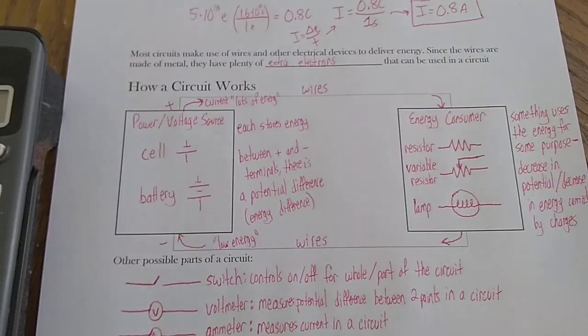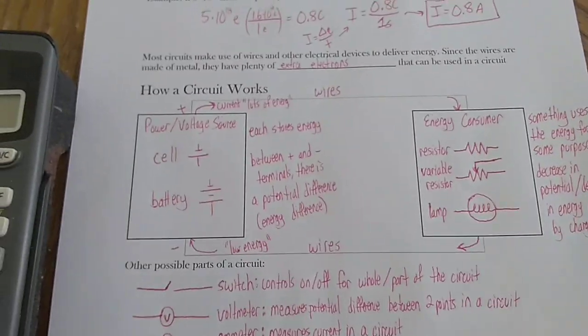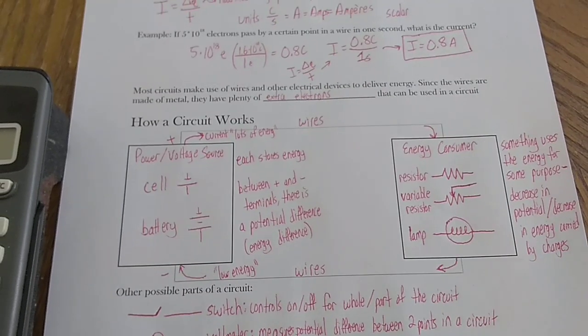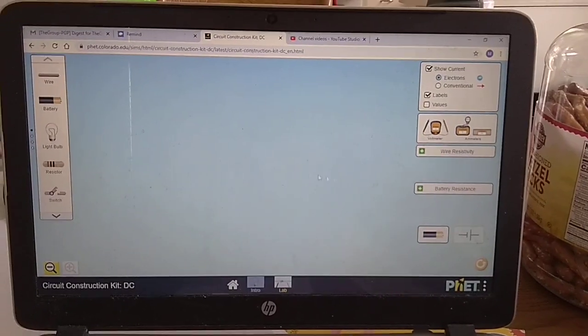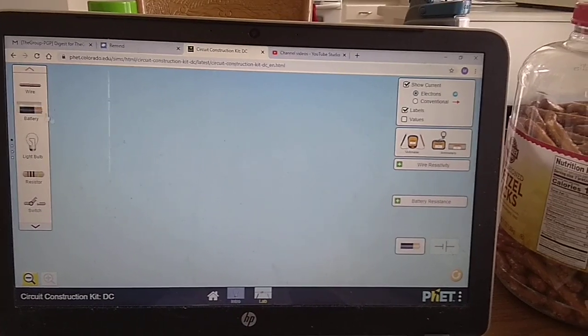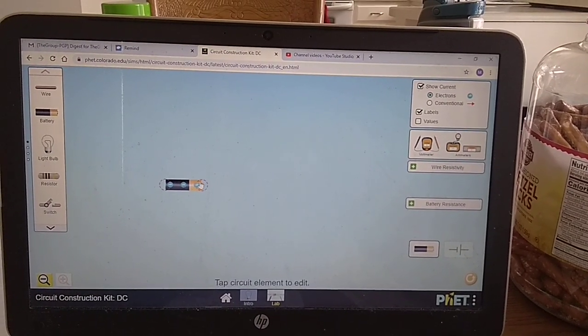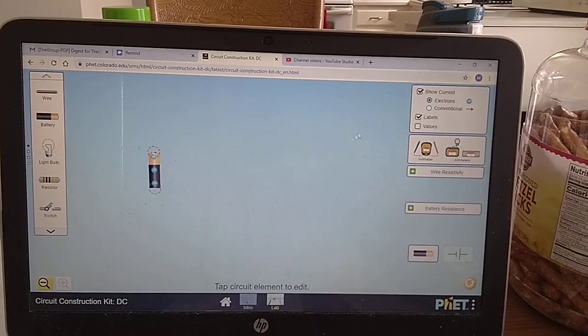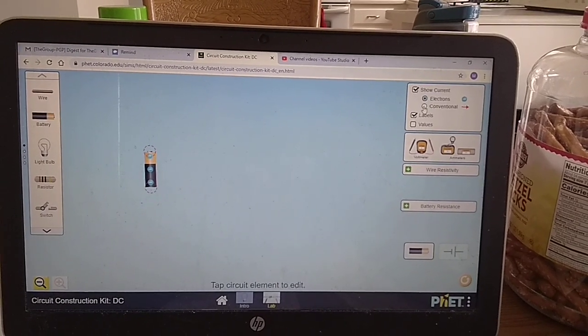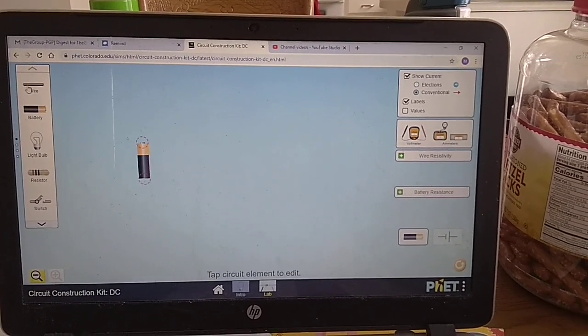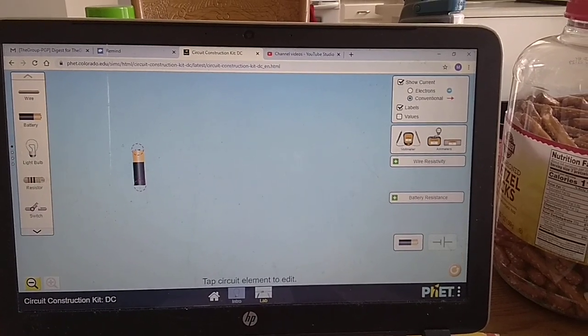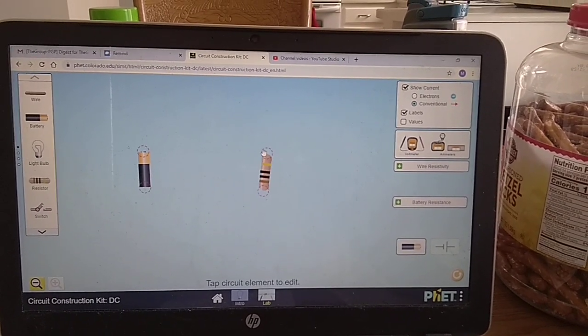So, real quick, let's just make this very basic circuit. Let's make the simplest one we can, a power source connected by wires to an energy consumer. So our power source here is going to be the battery. I'm going to grab the battery, I'm going to drag it over. You can rotate the battery a little bit. Oh, I'm going to do conventional current for right now. Okay. And now I'm going to put a resistor over on the other side.